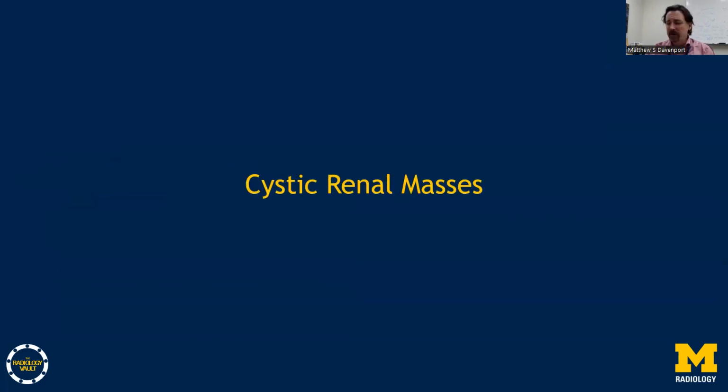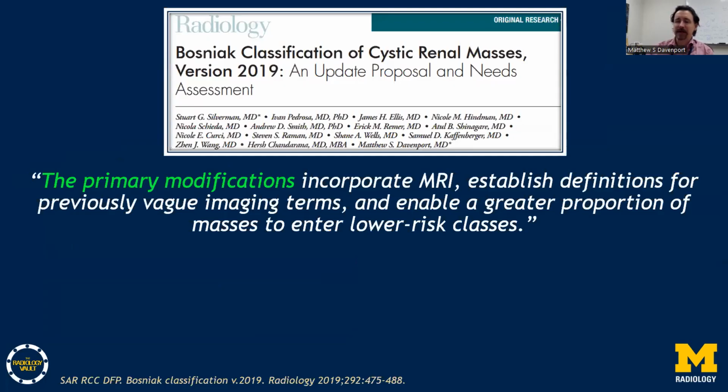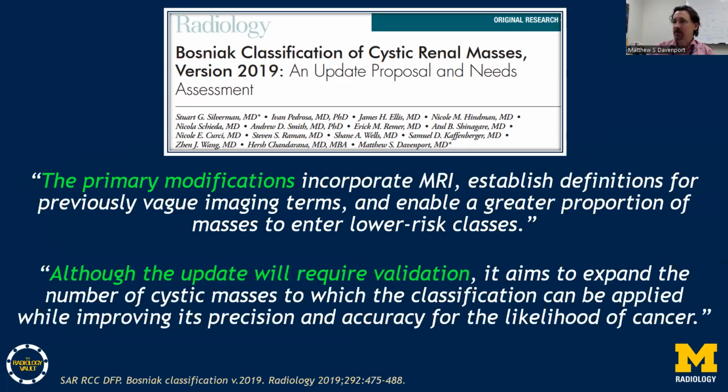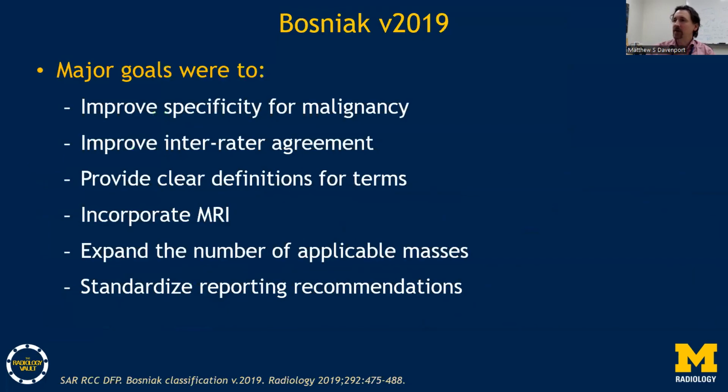So I talked before about if you see a cystic mass, we're going to put it in the Bosniak classification. This was updated in 2019, and the intent of the update was to incorporate MRI, establish definitions for previously vague imaging terms, and to try to push things into lower risk classes to decrease the likelihood of overdiagnosis and overtreatment. And a key piece of this is that the authors suggested that validation would be required. And we couldn't just say, well, this is the way that it is. It's a constant living work.